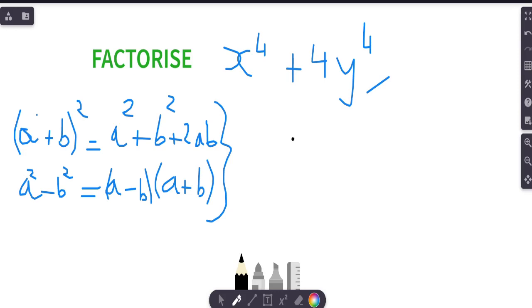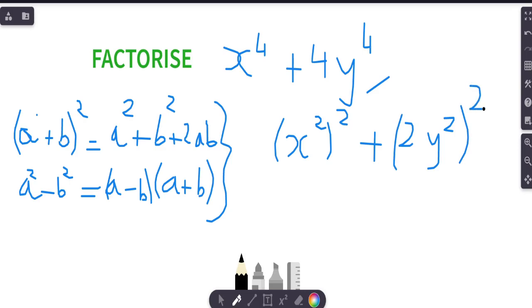So first, let's rewrite the first and the second term with squares. So x to the 4 is x squared squared, plus, and the second term is 2 multiplied by y squared, squared. So we are almost at the first identity here: a plus b squared equals a squared plus b squared plus 2 multiplied by a multiplied by b.